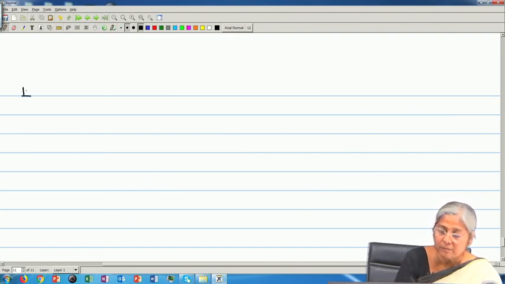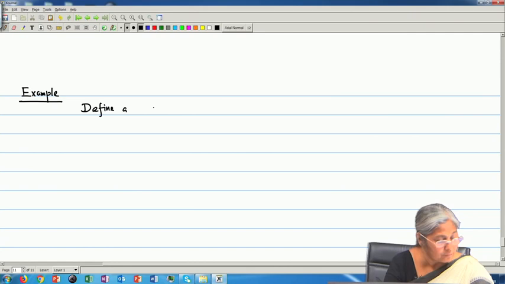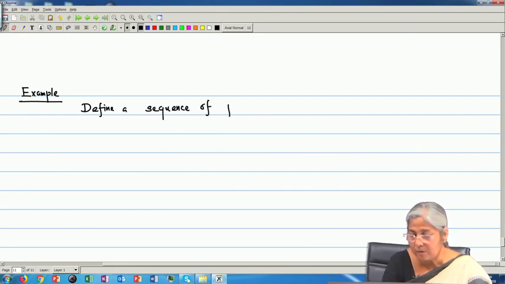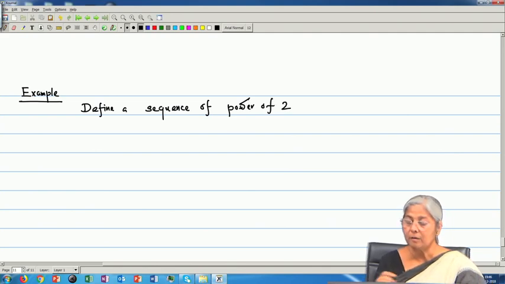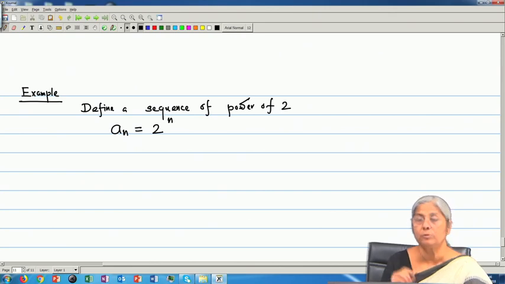We take one example. We define a sequence of powers of 2. How do I write it? Say I give a sequence a n equal to 2 to the power n.